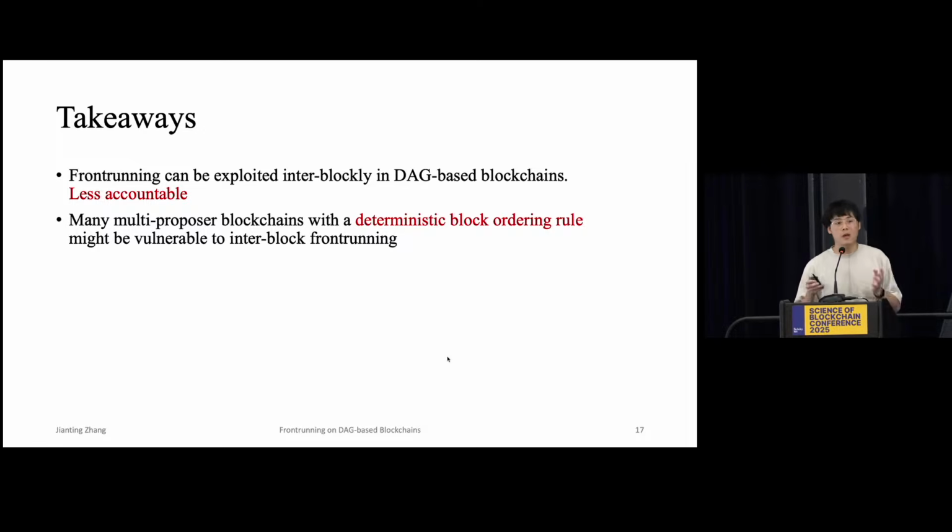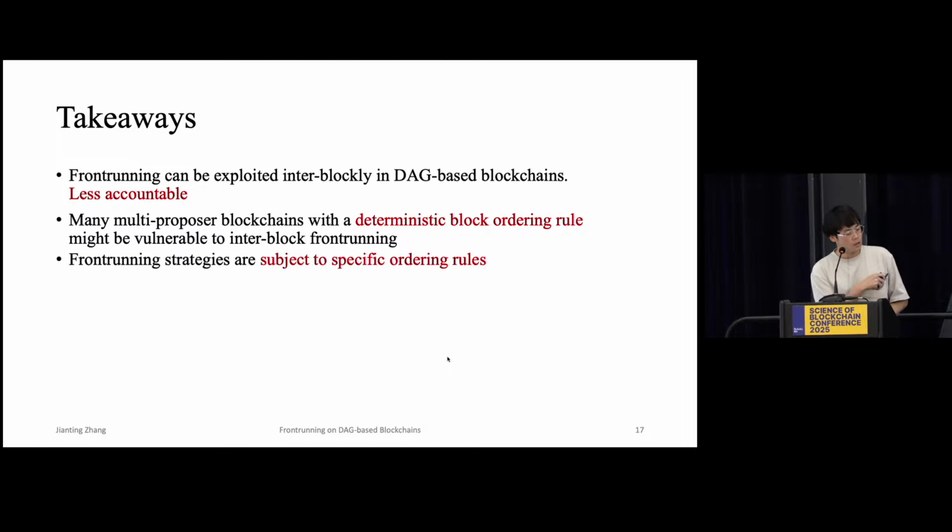Of course, the specific front-running strategies are subject to the specific block ordering rule. Again, I want to highlight that the front-running strategies are subject to the specific ordering rule. That being said, if a DAG-based blockchain adopts another block ordering rule, probably the previous front-running strategies will become ineffective.